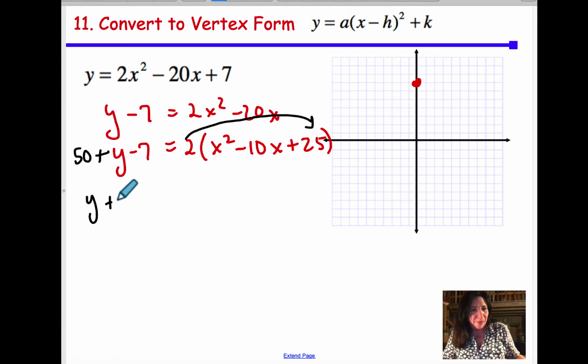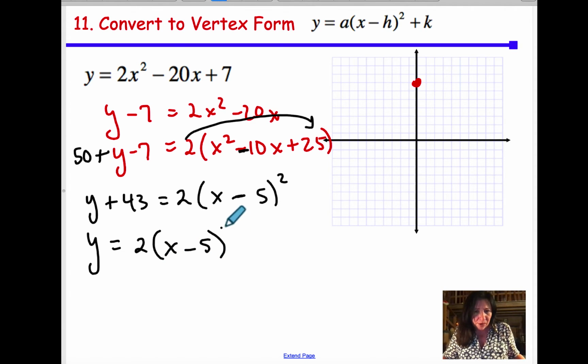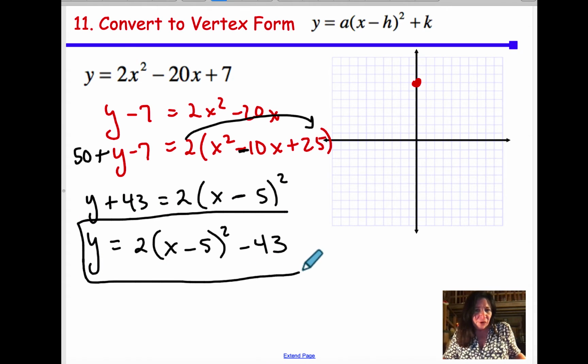So we get y plus 43 is equal to, now factor that, 2 times the quantity x, and then that's going to be 25. Square root of 25 is 5. This is going to be quantity squared. Because I have one negative, that's negative. And so vertex form is going to be y equals 2 times the quantity x minus 5, quantity squared, and then minus 43. So this is vertex form.